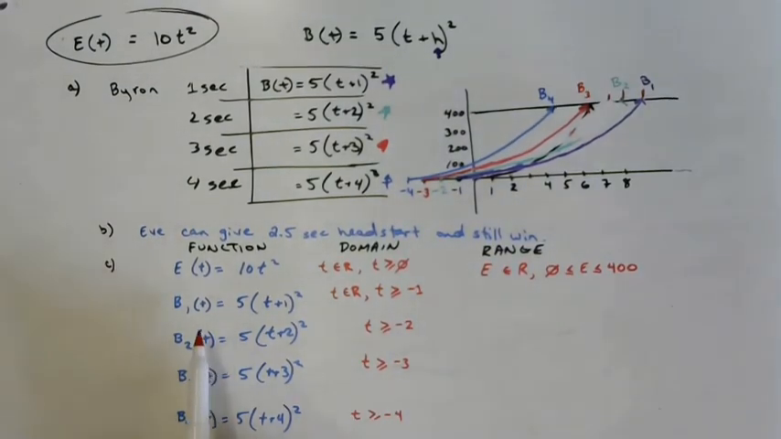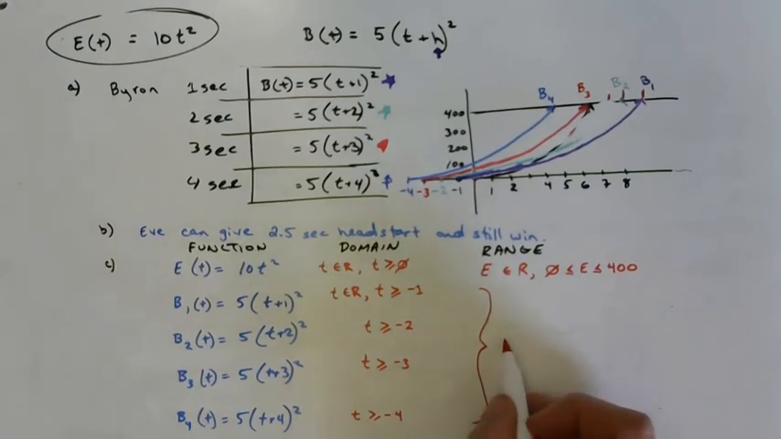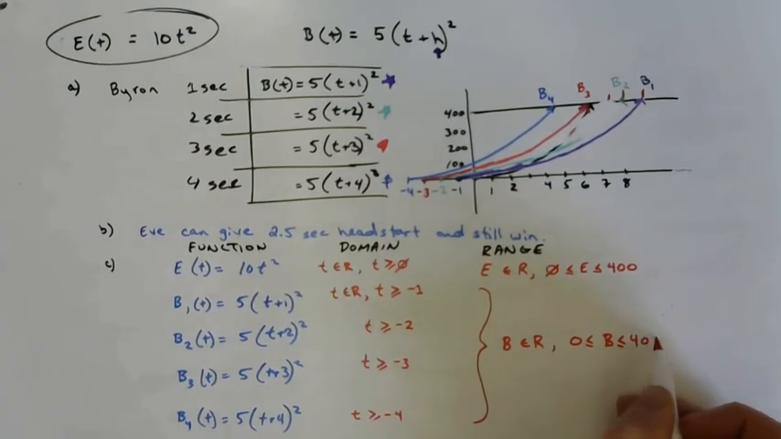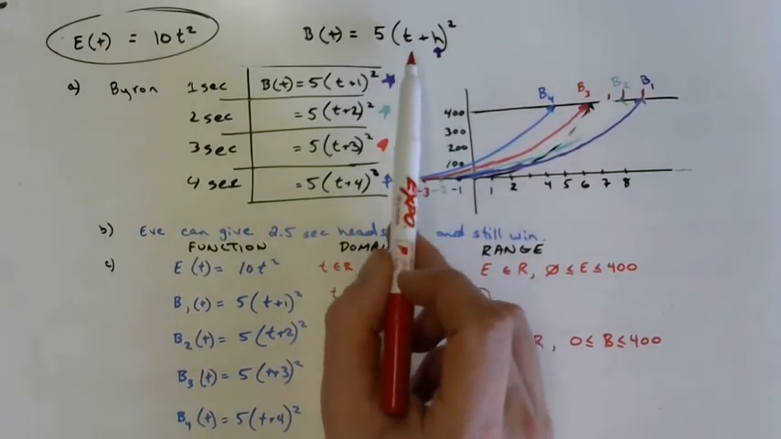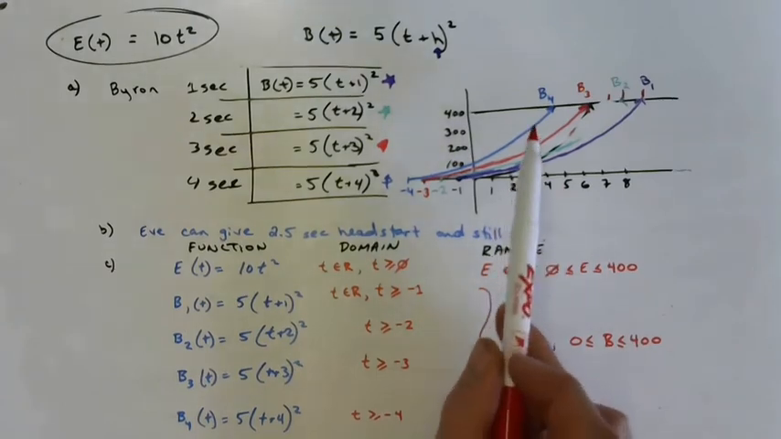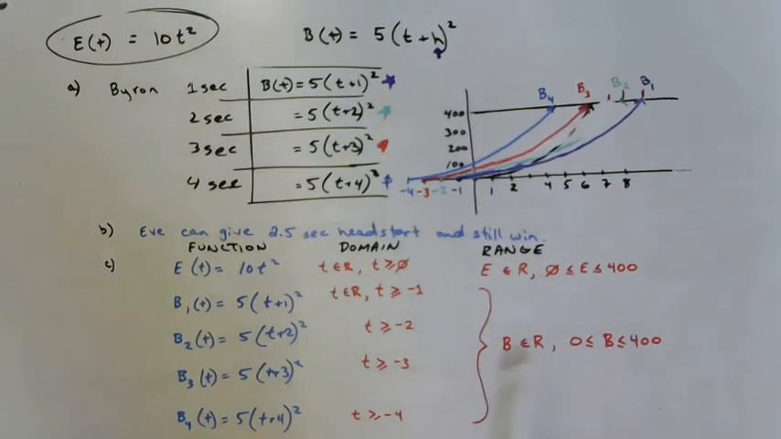What about Byron? Does it matter if he gets a 1 second head start, 2 second head start, 3 second head start, 4 second head start? No. Does it change the range? No. What's it going to be? The same. B comes from the set of real numbers, and B is in between 0 and 400 inclusive. Notice how when we had a parameter inside the bracket affecting horizontally, t, pulling our graph left or right, it did not affect our range. It affected our domain, but not our range.